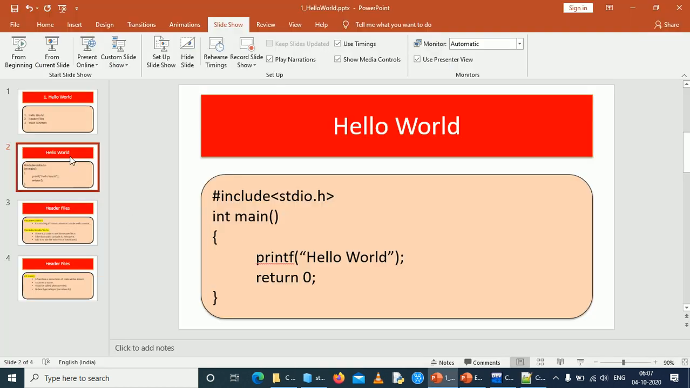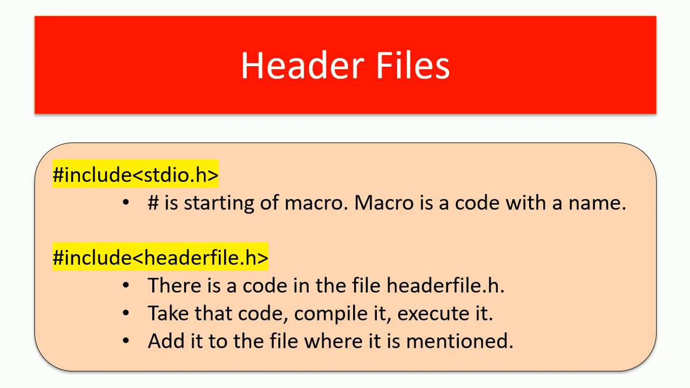Right. Now, I think the same thing is in this slide also. Hash include stdio.h. Hash is the starting point of a macro, so it is nothing but a macro. A macro is nothing but a line of code with a name. So hash include stdio.h, the same thing. There is code in the header file. Take that code, compile it, execute it, and add it to the file where it is mentioned. The main.c file is the place where it is mentioned. So it will take that header file, compile it, add that compiled version to this main.c file, and then it will run it.